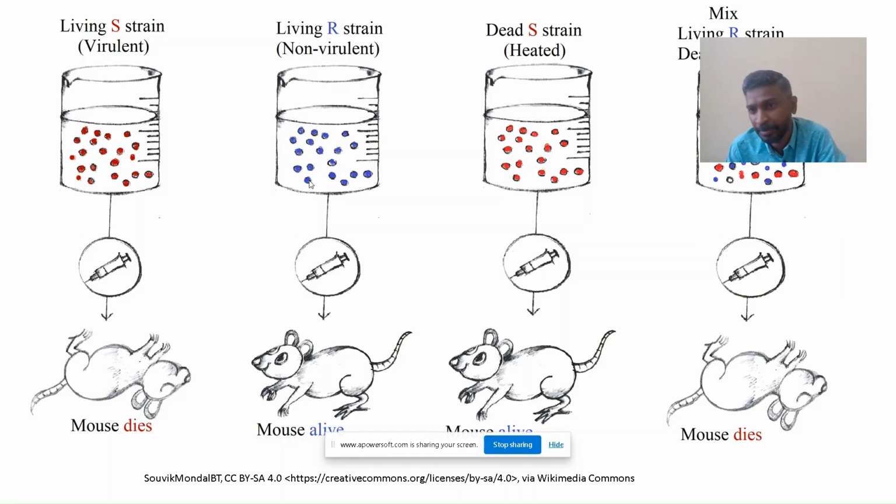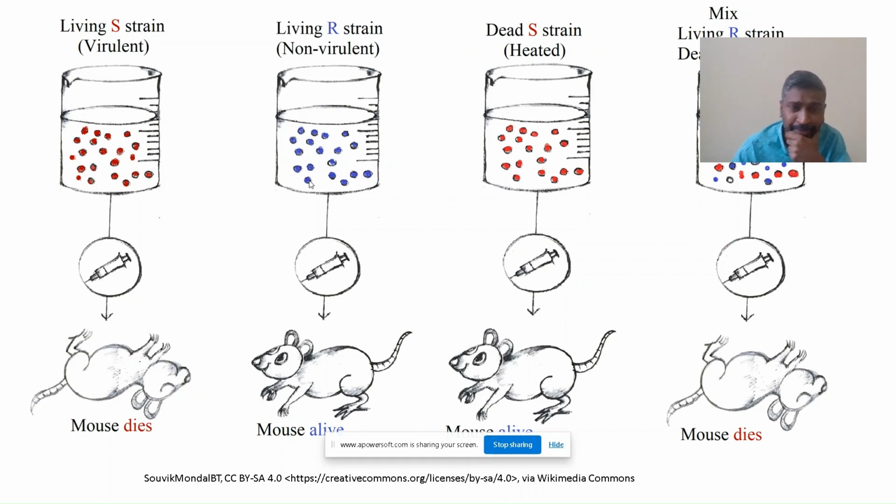Okay, so these two bacteria belong to the same species and the same genus, but they are two different strains. Strains differ from one another with respect to one particular trait. Here the trait is virulence. So the living S strain is virulent and the living R strain is non-virulent. Virulent means it has the ability to cause a disease. Non-virulent means it doesn't have the ability to cause disease.